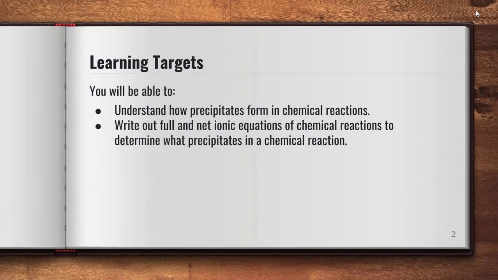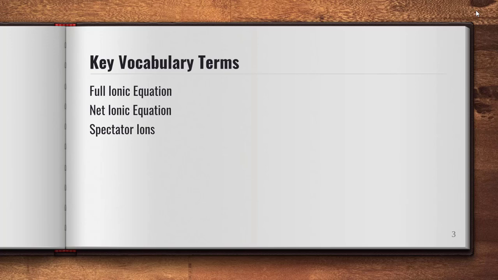So let's talk a little bit about our learning targets for today. Hopefully by the end of this video, you'll be able to understand how precipitates form in chemical reactions. And then hopefully you'll also be able to write out full and net ionic equations of chemical reactions to determine what precipitates in a chemical reaction. We have quite a few key vocabulary terms for this video. That includes full ionic equation, net ionic equation, and spectator ions. Now, when I say a lot, we mean three. Three is not considered a lot. Three would be considered few. So in light of that, let's make few the word of the video for today.